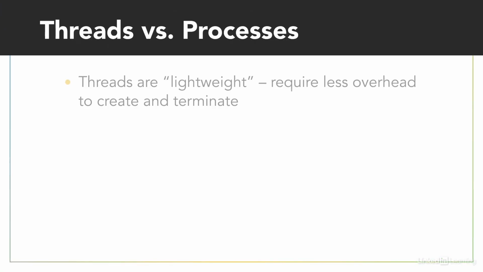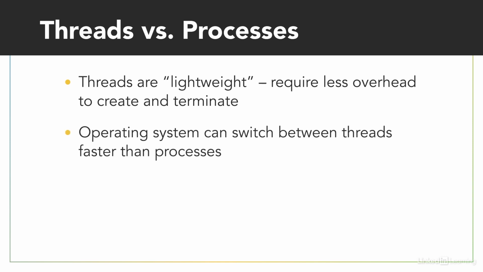Threads are considered lightweight compared to processes, which are more resource intensive. A thread requires less overhead to create and terminate than a process, and it's usually faster for an operating system to switch between executing threads from the same process than to switch between different processes.